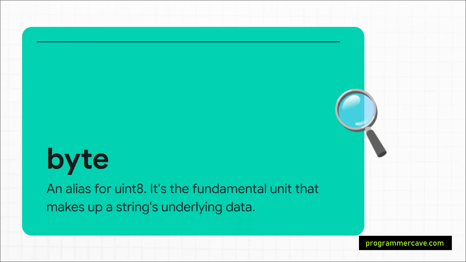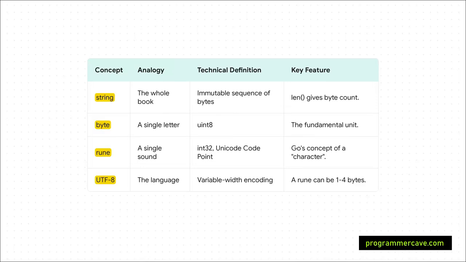And finally, we have the humble byte. It's really simple. It's just a number between 0 and 255. This is the bedrock, the fundamental building block. Every string in Go, no matter how complicated it looks, is just a collection of these little guys. So how do all these pieces fit together?